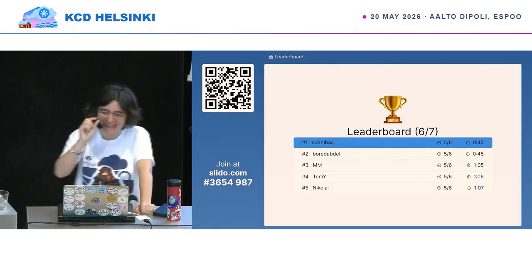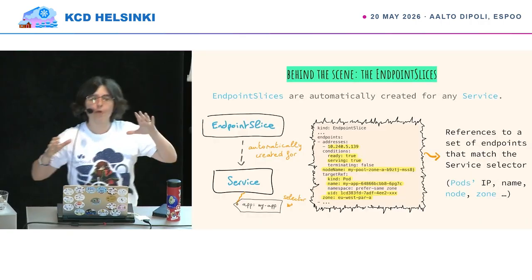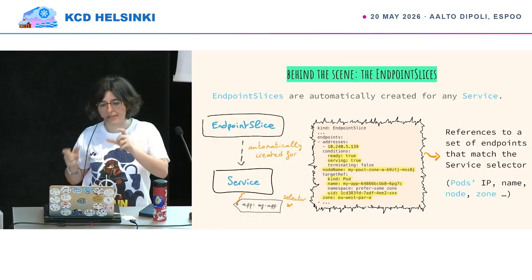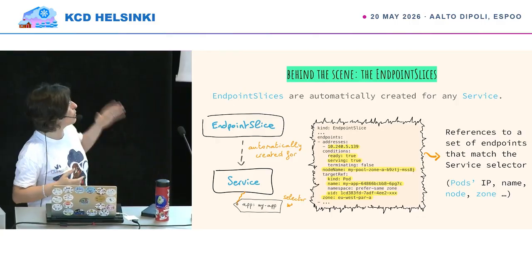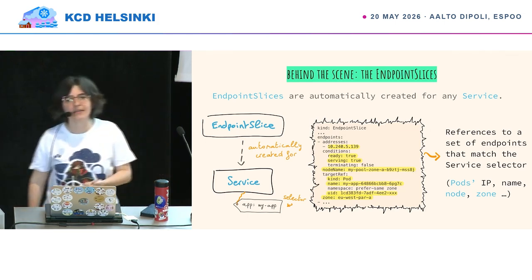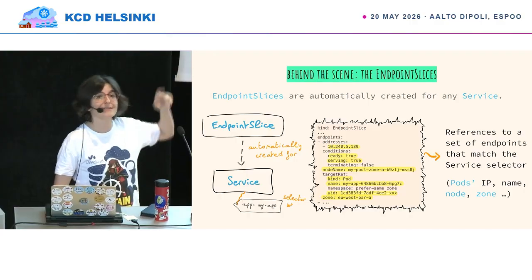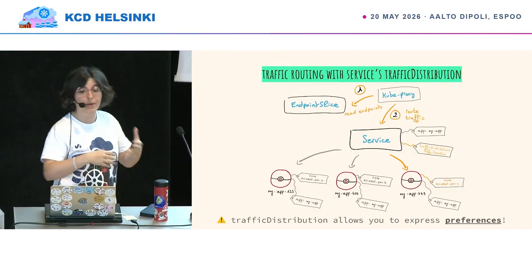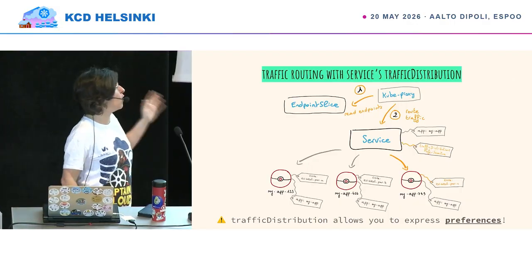The leaderboard has a little change. OK. So when we create a service, behind the scenes, an EndpointSlice object is created. It refers to a set of endpoints with information like the pod's IP, name, and namespace, but also the node and the zone. Thanks to that information, we can do traffic routing to a specific node or a specific zone.